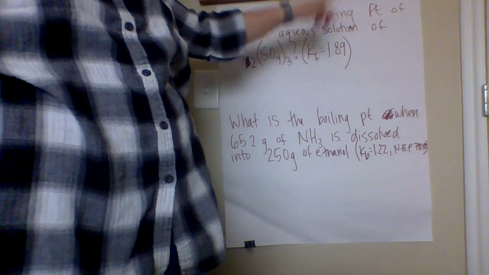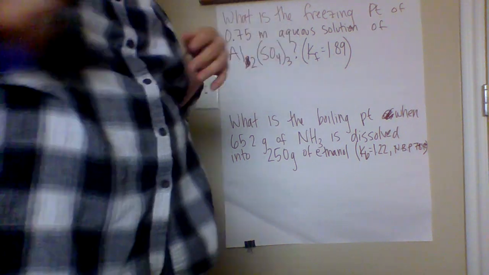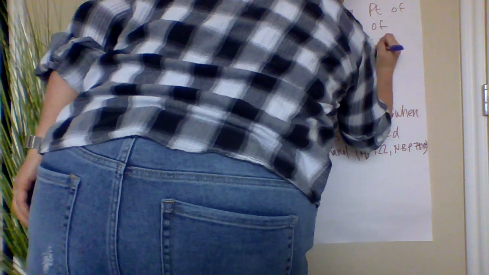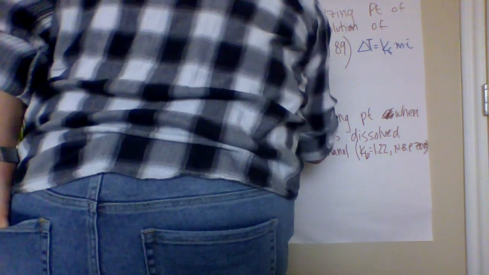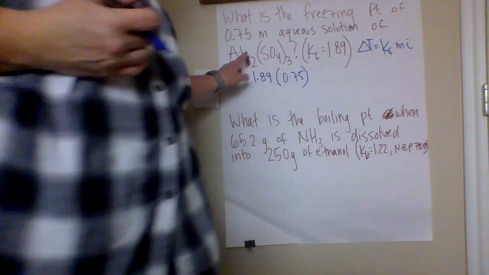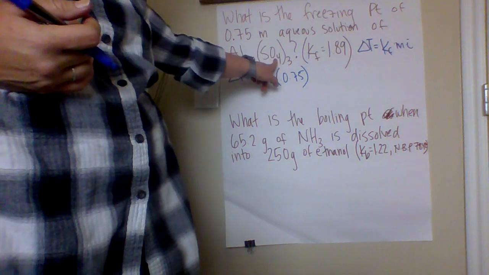So we're going to go ahead and solve this using our colligative properties formula: delta T equals Kf times m times i. We're looking for delta T. The Kf was given to us, it's 1.89. Our molality was given to us, 0.75. And then we need to find i. Looking at aluminum sulfate, aluminum is a metal, so this is going to be ionic. So we have 2 aluminums and 3 sulfates, so i is going to be 5.